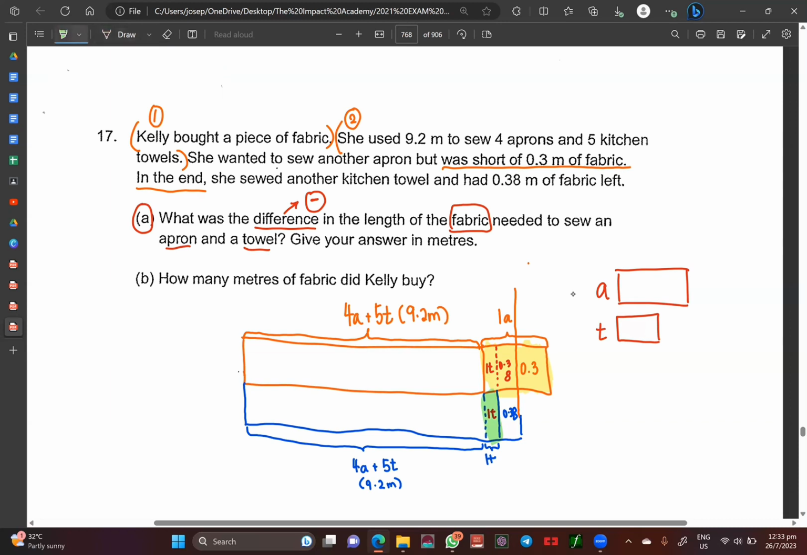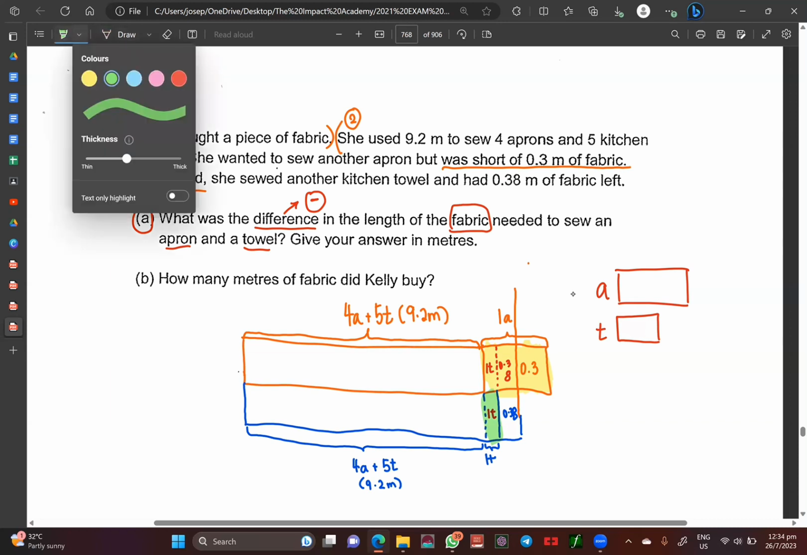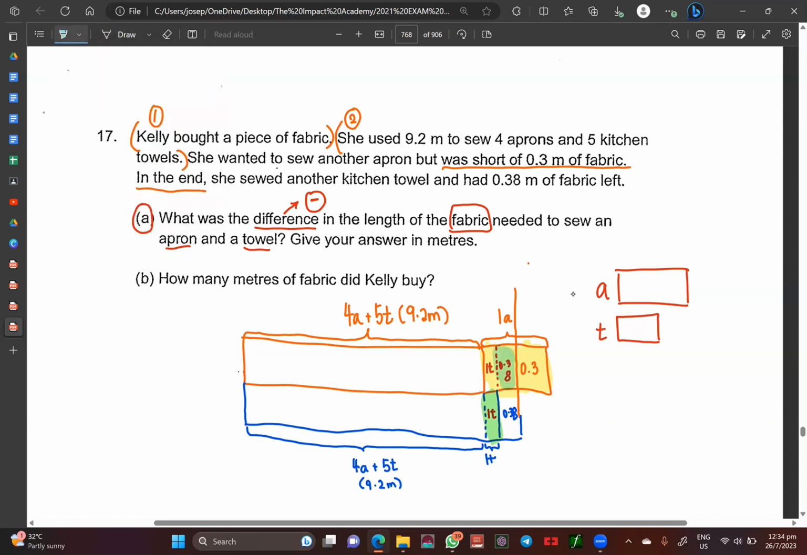Isn't it obvious to you that for an apron, it is basically whatever is from this point onwards? That part is the difference. You understand what I'm saying? All right. So this part over here is the difference. So that means for an apron, you need that much more. Agree? 0.38 plus 0.3.